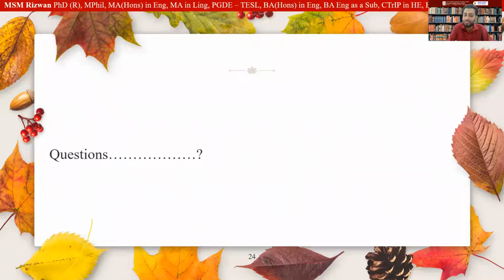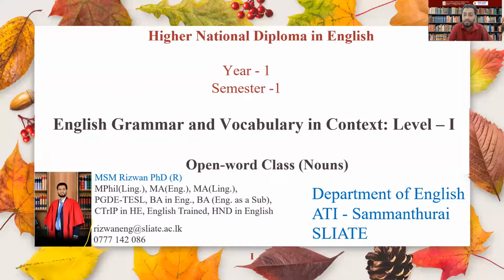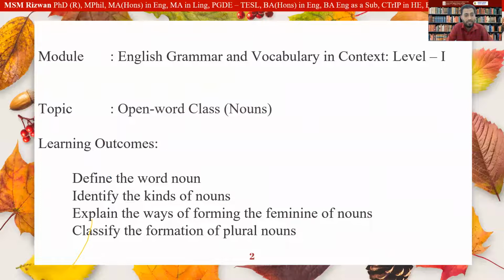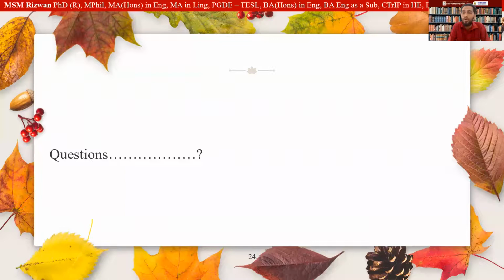So far we have discussed the open word class noun. We use noun as the open word class, and so far you have discussed the definition of nouns. You know what a noun is, as well as the kinds of nouns, and now you know the ways of forming the feminine of nouns. Finally we have discussed the classification, or else we say the formation, of plural nouns. So now it is the last moment.